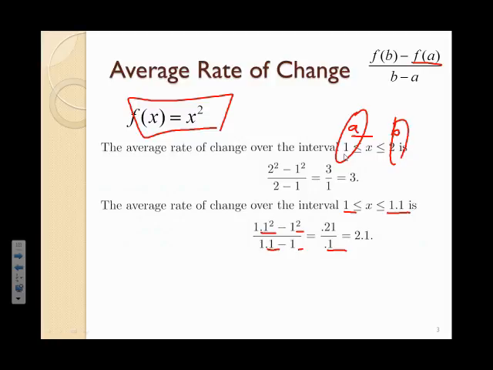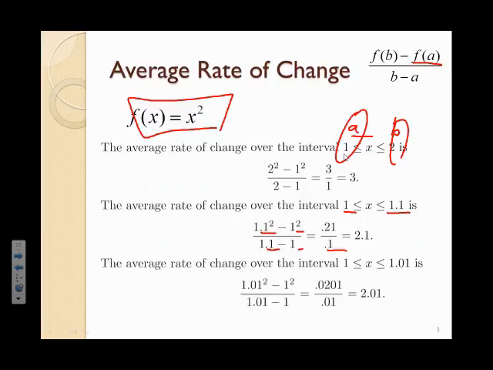So we see over that interval the change is different. Over the entire interval from 1 to 2 it is 3, over the shorter interval it's 2.1. Now, as you can see, what I'm doing here is making the interval smaller and smaller. So if we change our b to 1.01, that's going to make the change even smaller as well.